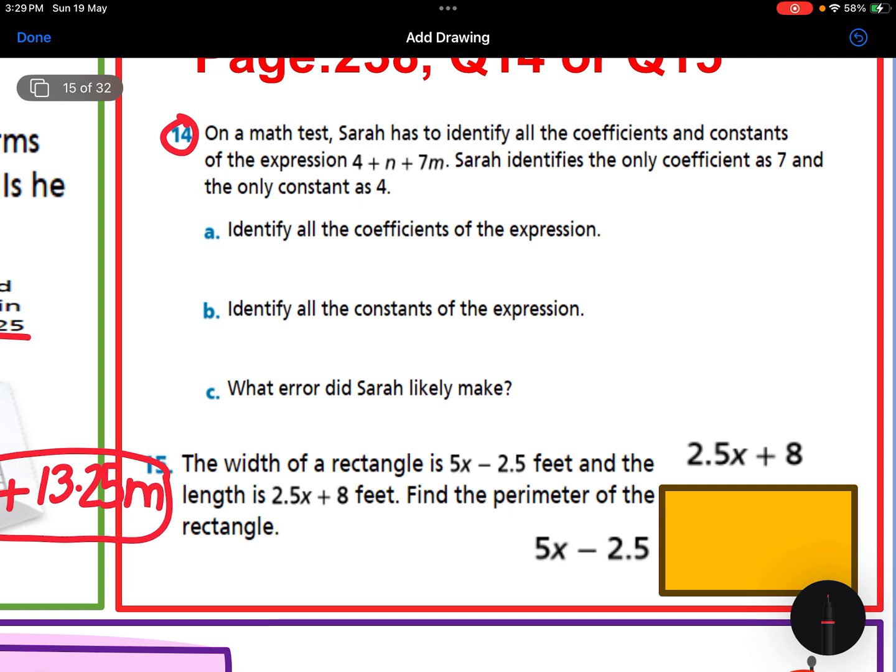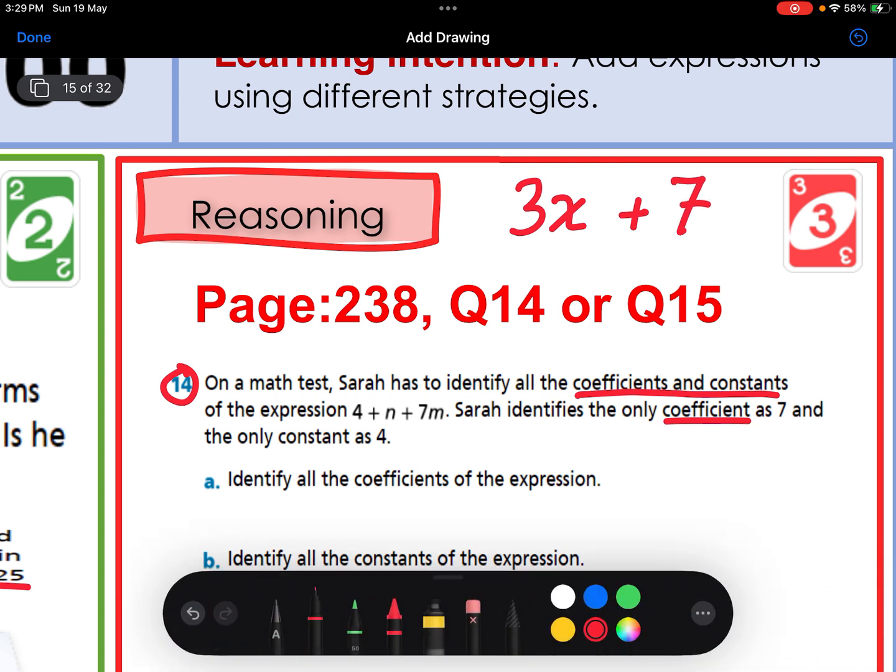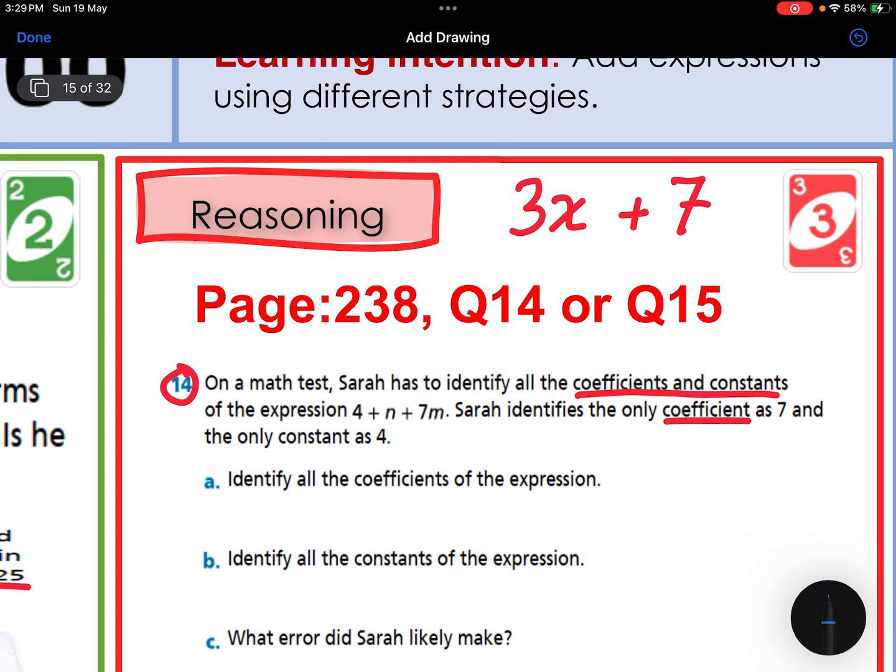Remember, girls, let's recall what coefficient and constant mean. So if I have this expression, plus 7, let's say. The constant is the number that does not have a variable and is standing by itself. It's a normal number without a variable. In this case, it's the 7. It doesn't have any variable, then we call it a constant. And this constant has a positive sign, okay?